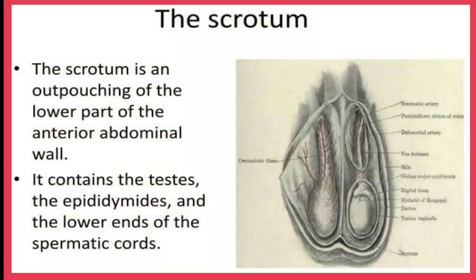Then the scrotum. Scrotum is an outpouching of the lower part of the anterior abdominal wall. It contains the testis, epididymis, and lower ends of the spermatic cords. The scrotum keeps the testis temperature 2 degrees Celsius lower than the body temperature, and this lower temperature is required for proper functioning of testes and spermatogenesis.